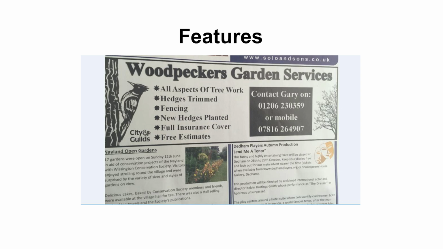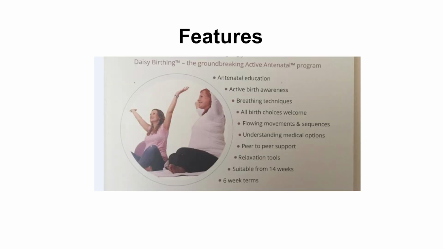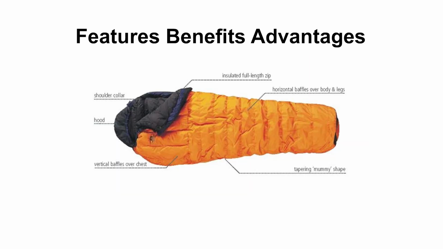But with some of the marketing that needs some work, like what you're looking at here, you can see it's almost like just listing everything, all the different things, fencing, new hedges planted. And we look over here as well and we see it again with this active antenatal program, just all those bullet points just listed there. Relaxation tools suitable from 14 weeks, 6-week terms. So what I wanted to try and do here was show you a couple of examples where we talk features, benefits and advantages all in one go.